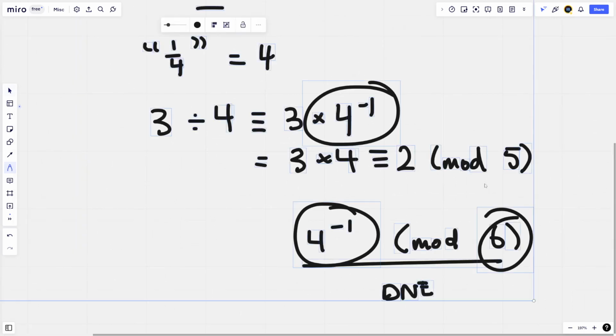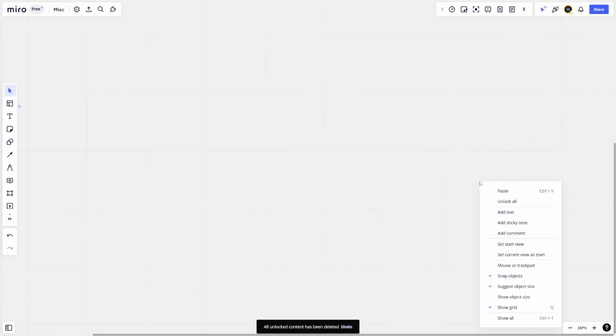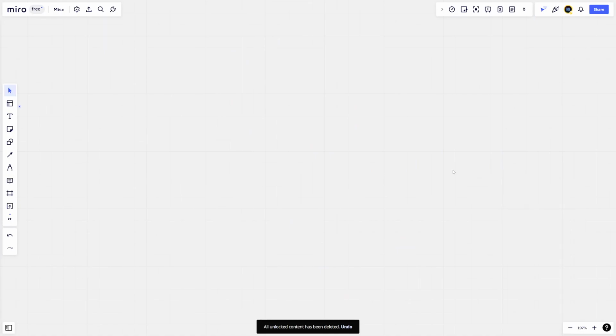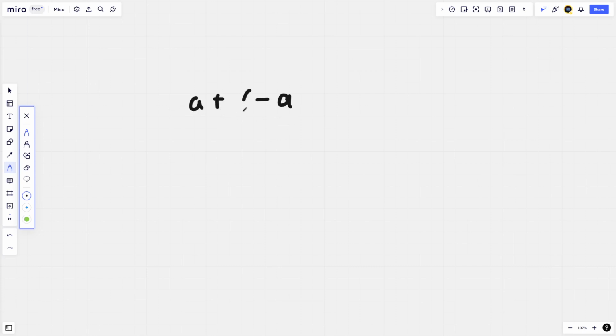Recall earlier that I said that we'd have to revisit subtraction at some point, because division is the opposite of multiplication. So to divide by a number is to multiply by its multiplicative inverse. Can't we say the same for addition and subtraction? And the answer is we actually can. Subtraction by a number is the equivalent of adding by its additive inverse, which is labeled negative a. And the additive inverse is defined such that a plus its inverse is equal to the additive identity 0.